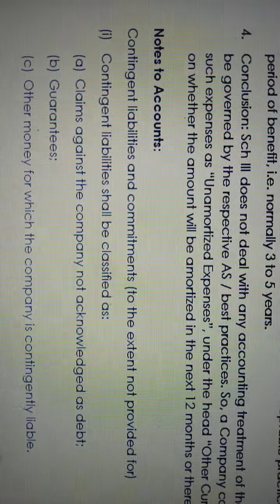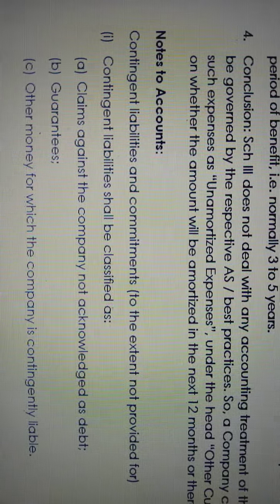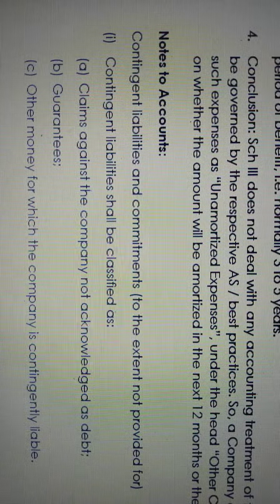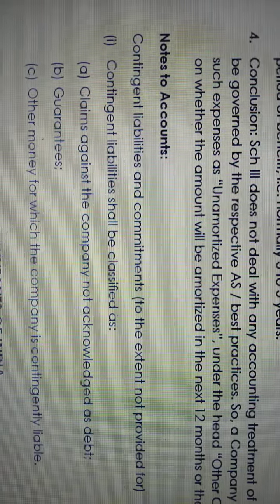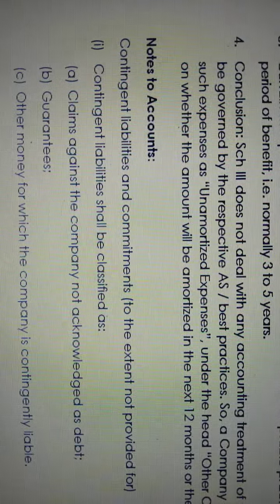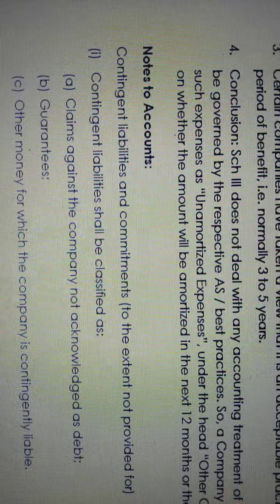That is called contingent liability. A liability which arises that is not in the control, that liability may or may not happen. That depends on the court decision. That is contingent liability. Contingency means uncertainty. Liability is not certain. Okay, that is contingent liability.